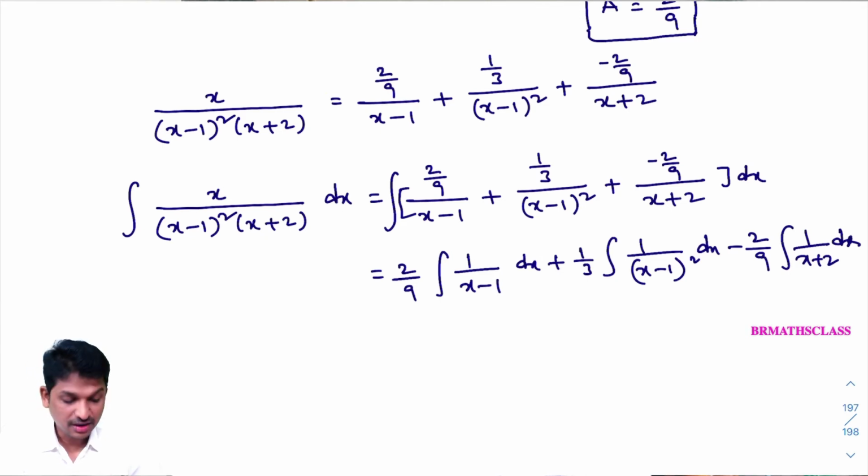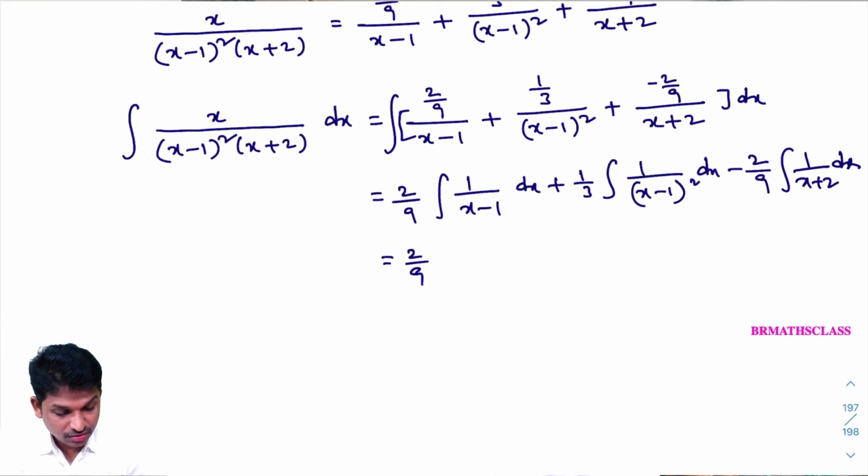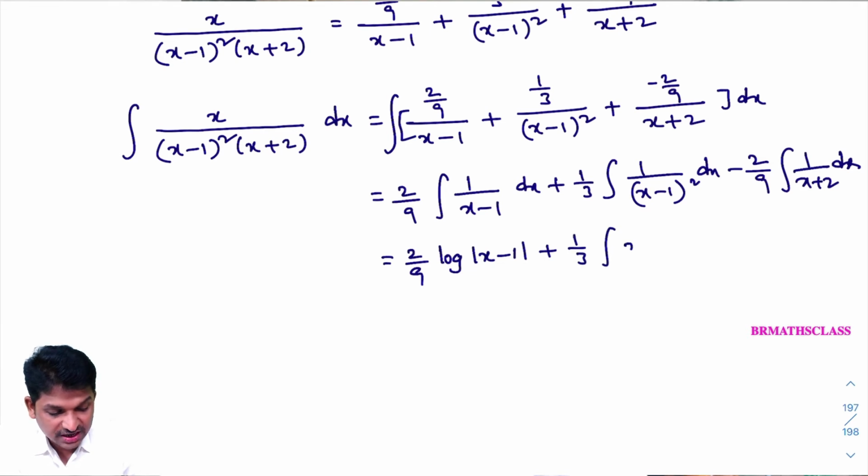Now this is equal to 2 by 9 into, you observe here, the numerator is the derivative of the denominator. What is the derivative of x minus 1? The derivative of x minus 1 is 1. So the numerator is the derivative of the denominator, so you know how to write its answer directly. What is its answer? Log mod x minus 1. Plus 1 by 3 into, to integrate this, in the last problem I did the same method.